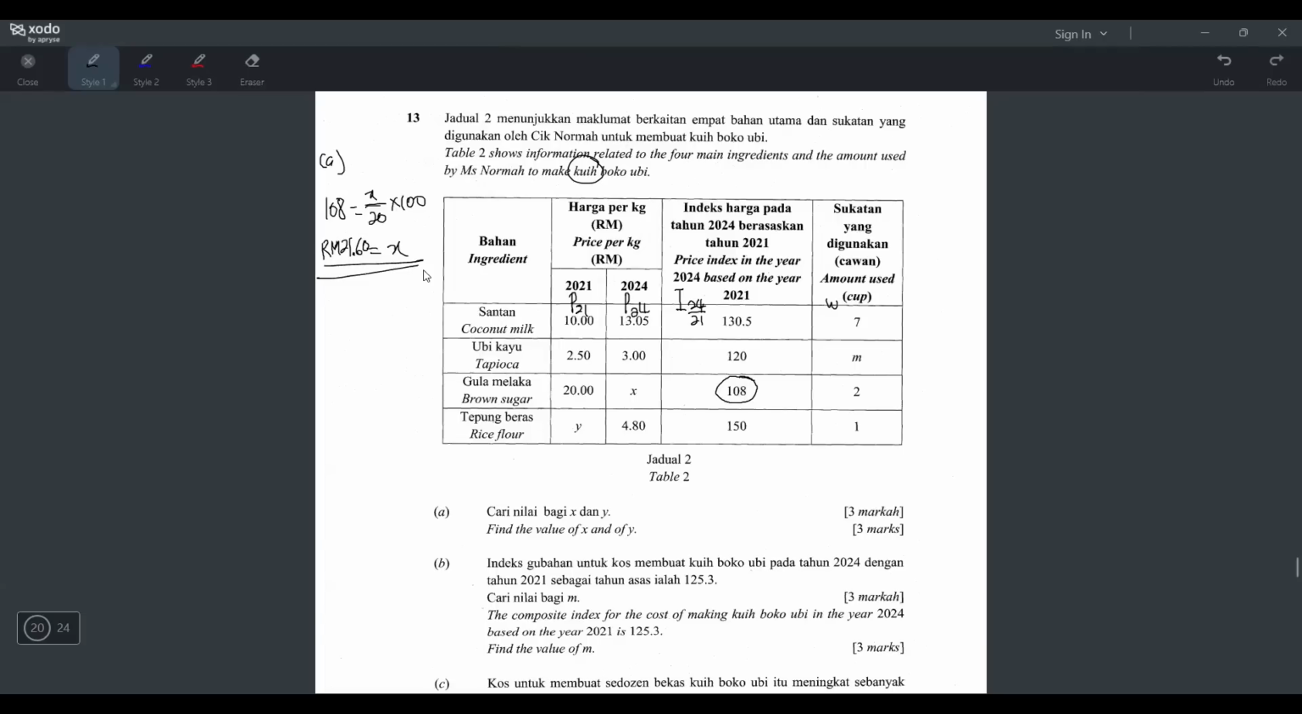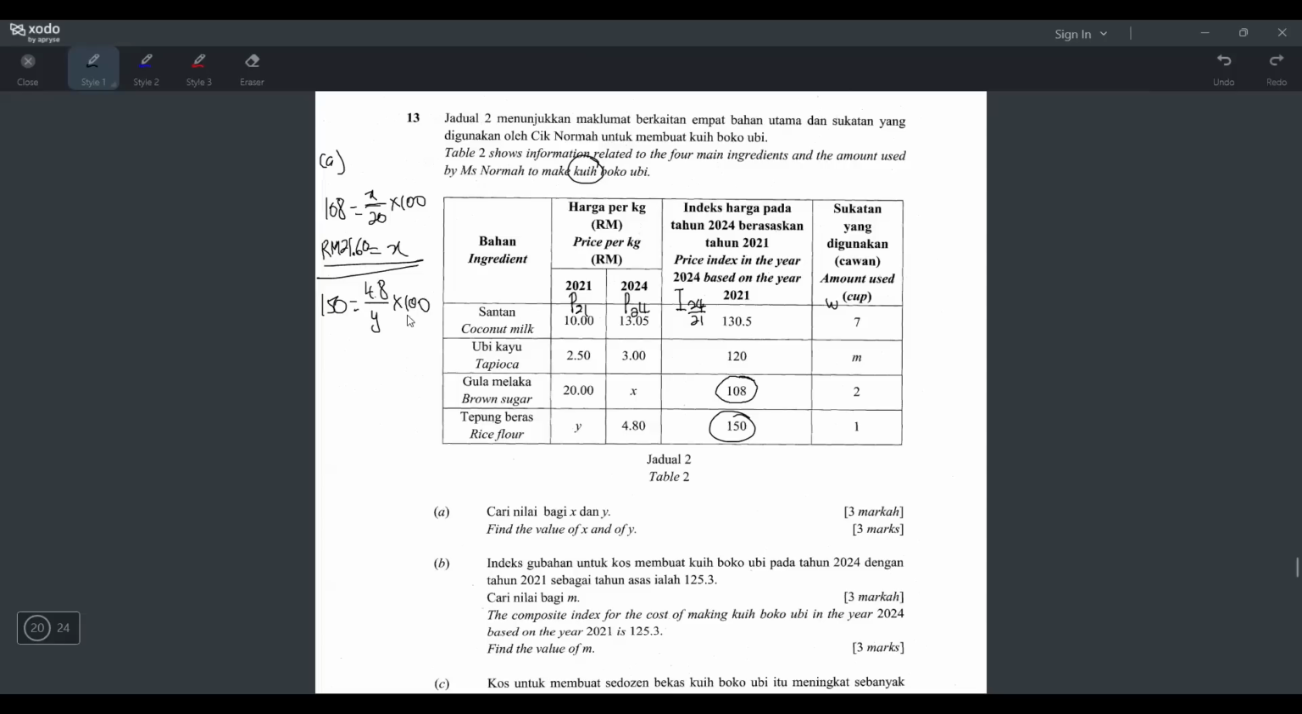Okay, the next one, they want to find Y. How to find? You will also use this formula. I equals to P1 over P0 times 100. But your I you already have. So 150 equals to, okay, who is on top, who is at the bottom? This price index is for 24 based on 21. So the 24 price must be on top. So 4.8 on top, and then Y at the bottom times 100.